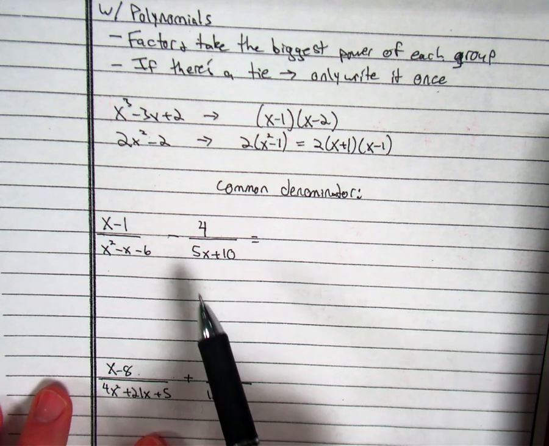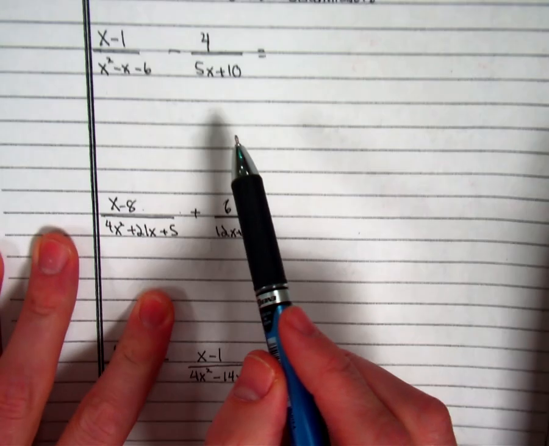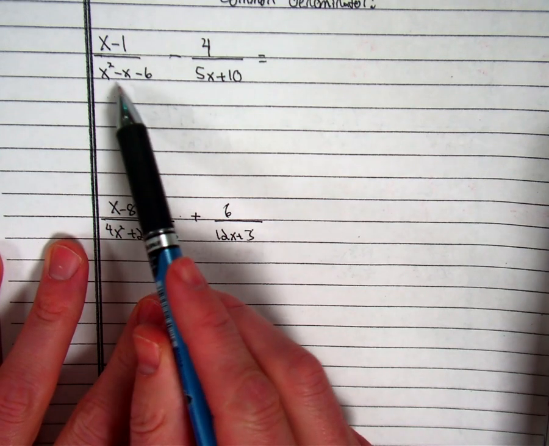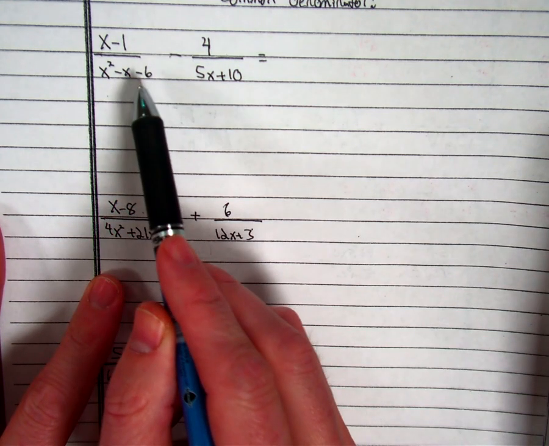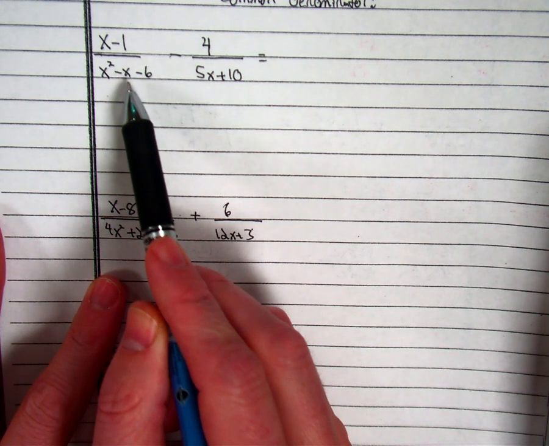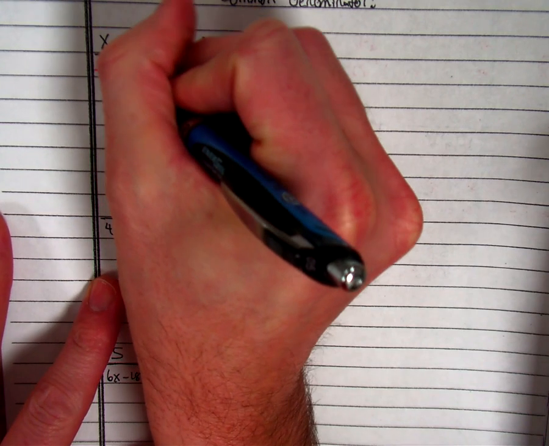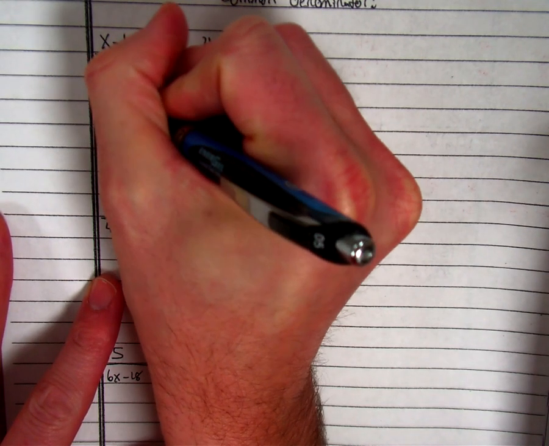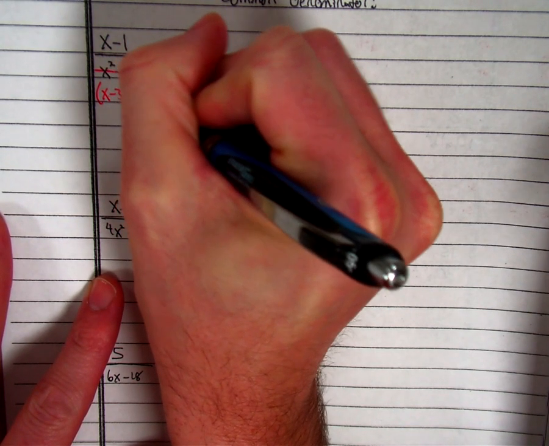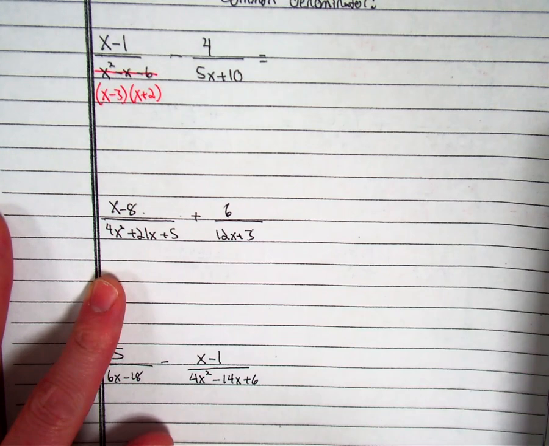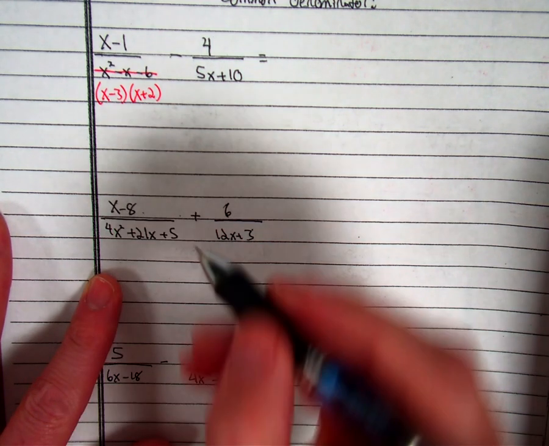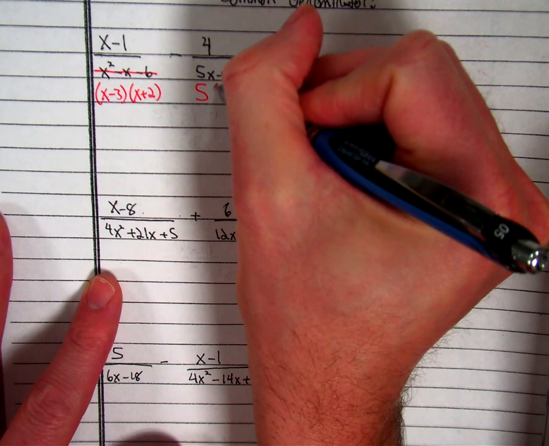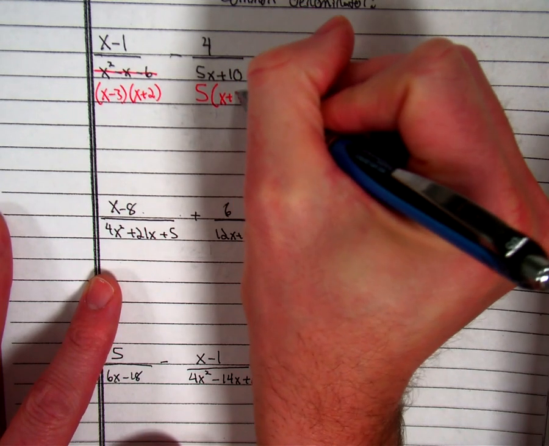I left a lot of space here so that we can just factor these right in the problem. So x squared minus x minus 6. What's going to multiply to negative 6 and add to negative 1? We're going with x minus 3 and x plus 2. And then 5x plus 10. We can take a 5 out of both pieces of that. 5 out in front. X plus 2.